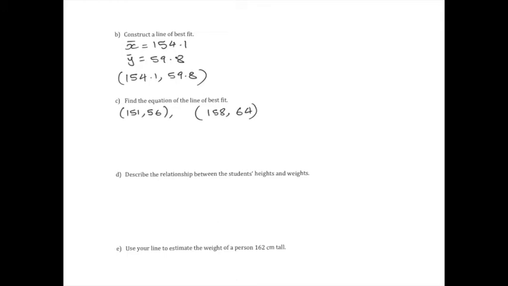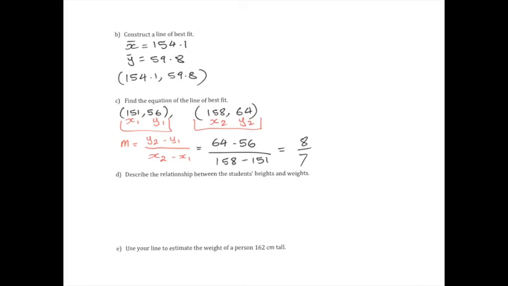How do I find the gradient? So that there is the gradient formula. First we label the first point x1, y1, then x2, y2. That's the formula. You sub them in. y2 take away y1 over x2 take away x1. And I got 8 on 7.